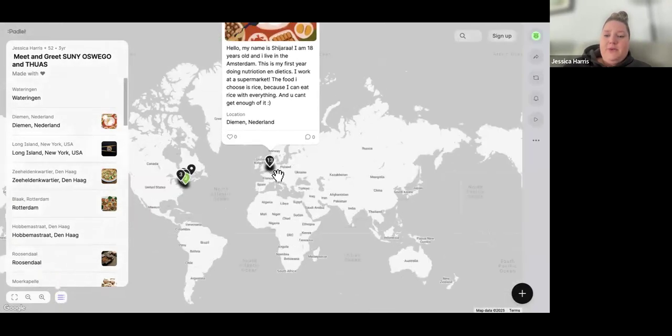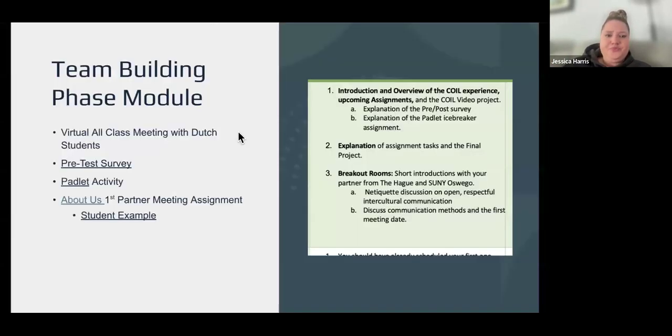We had a lot of people, obviously, over here in the Netherlands, some from the UK, different areas, which was really cool to see too. So they could see where everybody was on the map with Padlet. This was a great quick icebreaker that they could do for the first activity. And this is done right through Padlet, which is free. You're able to use it, I think, up to so many posts within Padlet.